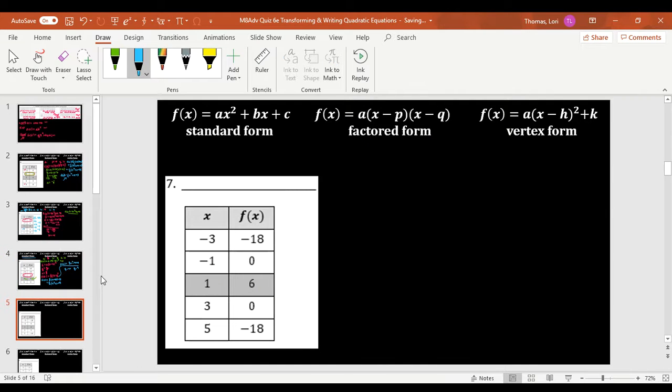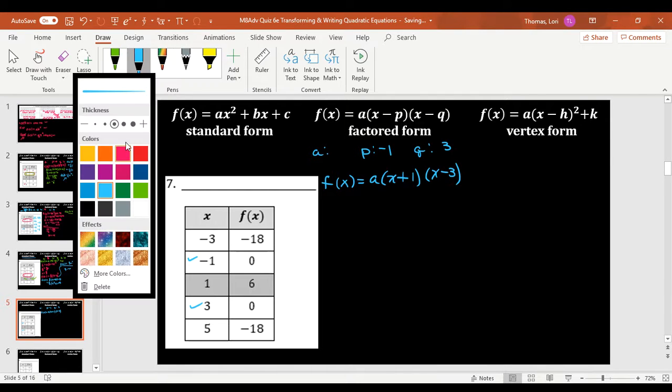Okay, number 7, my x values are not consecutive. I cannot go straight to standard form. I have my 2 roots, and I have my vertex. So I think I'm just going to do factored form. So for factored form, we need an A, a P, and a Q. So my P is -1 and my Q is 3. So let's plug in what we have. So it's x minus -1 and x minus 3.